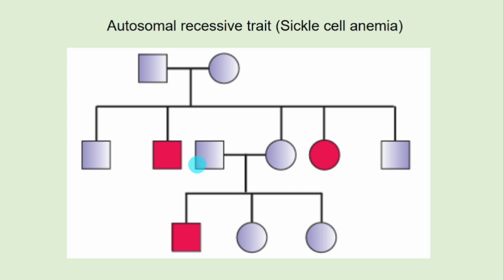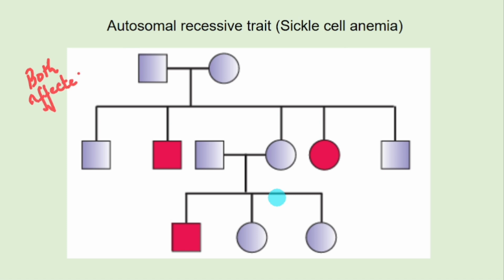Now this pedigree chart represents an autosomal recessive trait. The specific example is sickle cell anemia. Try to remember that sickle cell anemia is autosomal recessive. So autosomes are affected. The characteristic feature of autosomal traits is that male and female both will be affected in the pedigree chart. So that point is covered. Both are affected.